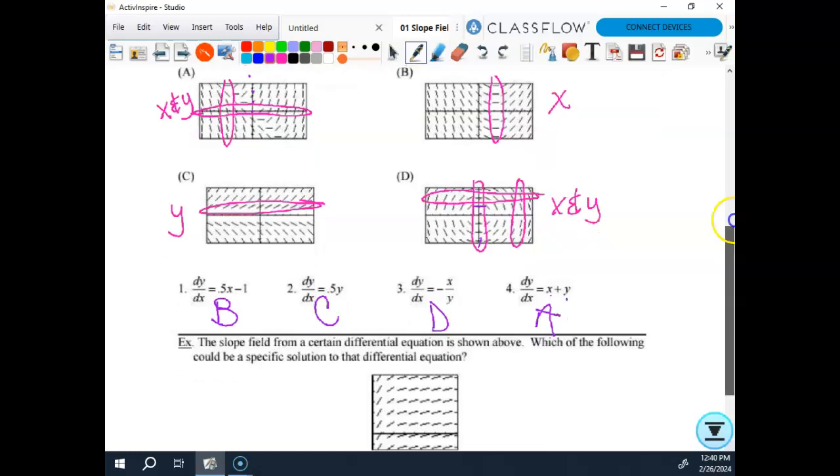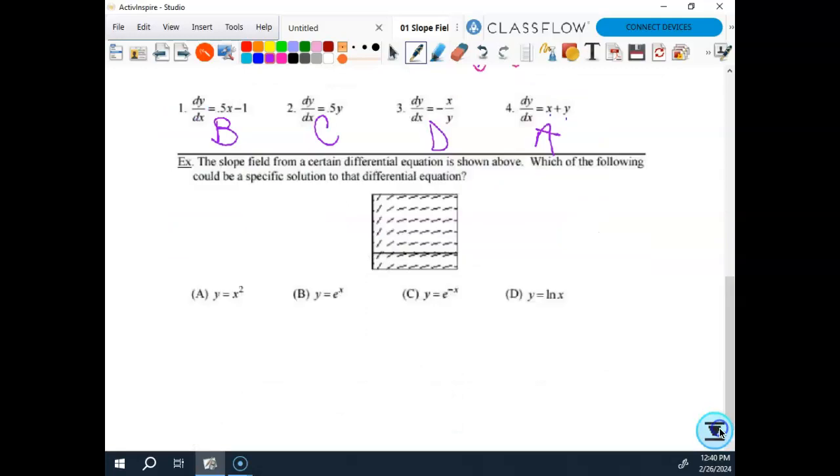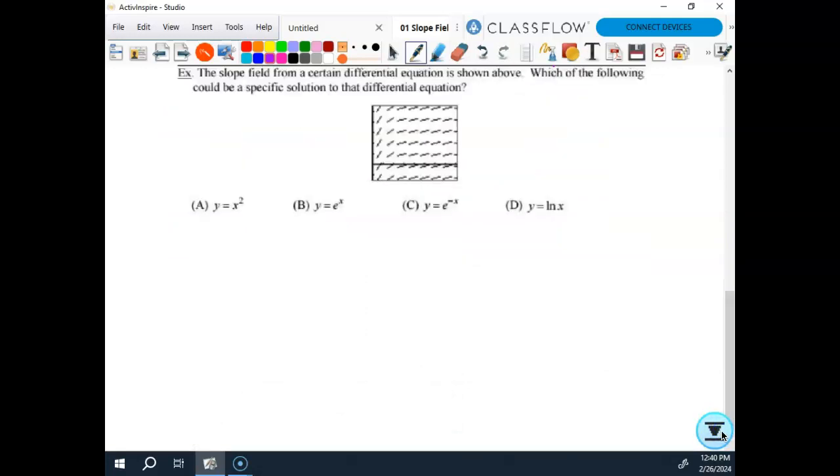All right. Next one says, the slope field from a certain differential equation is shown above. It's really shown below. Which of the following could be a specific solution to that differential equation? All right, so although they do not have in here a point for me to start with, I can start anywhere just to sketch something for myself, right? And so if I started here and I just sketch this in, something like that, well, then we should know what these things look like, right?